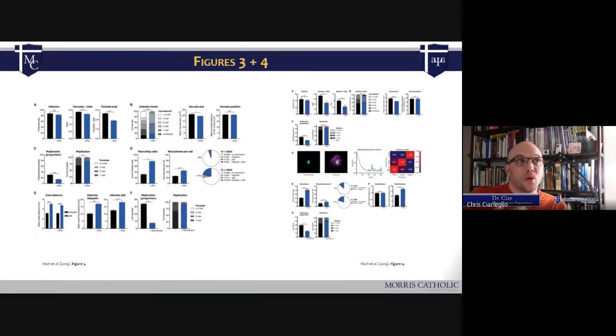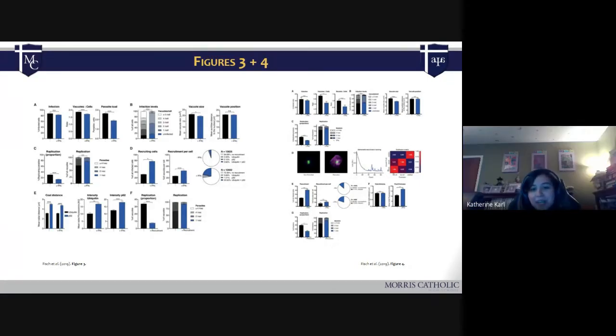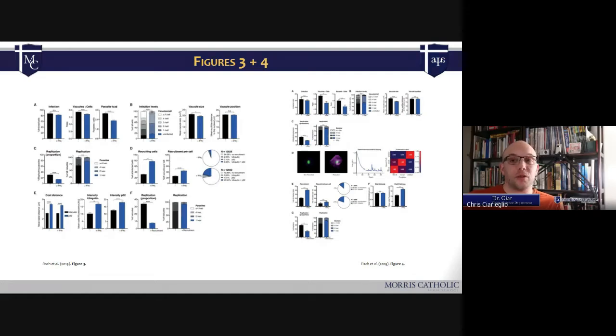So what's wrong with figures 3 and 4? It doesn't do that at all. It has nothing to do with it at all.